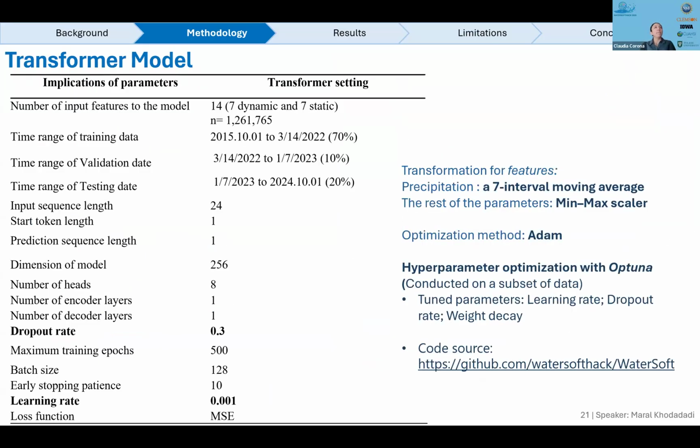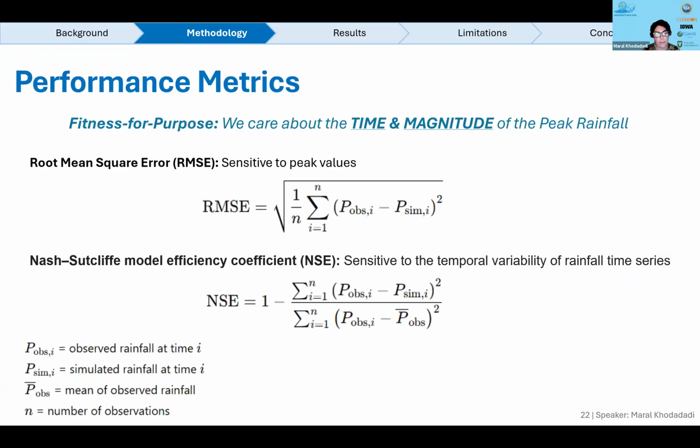Next. As for the Transformer model, we use 7 dynamic and 7 static features. All features were normalized with a min-max scaler, except for precipitation, which was smoothed using a 7-interval moving average. Due to time constraints, we use a subset of data for hyperparameter optimization using Optuna, with 23 parameters, including learning rate, dropout rate, and rate decay.